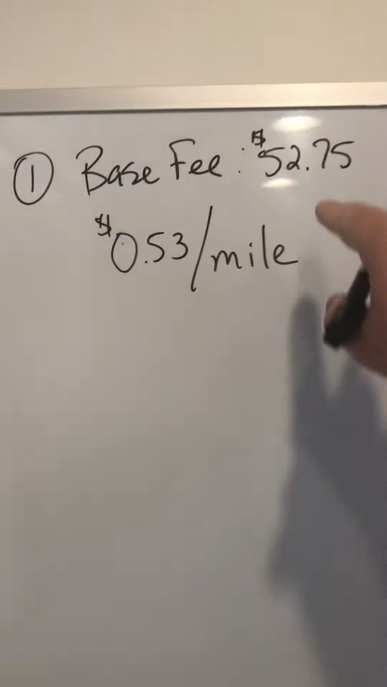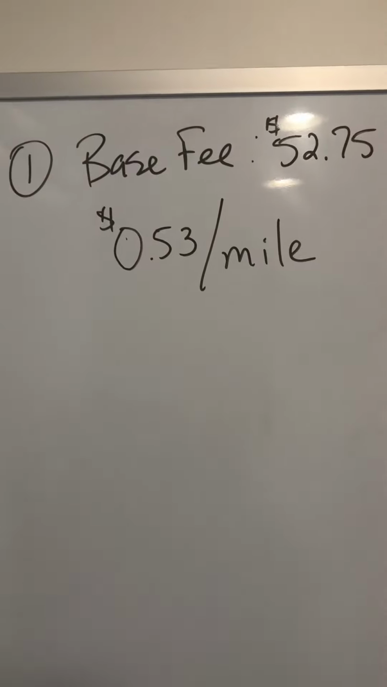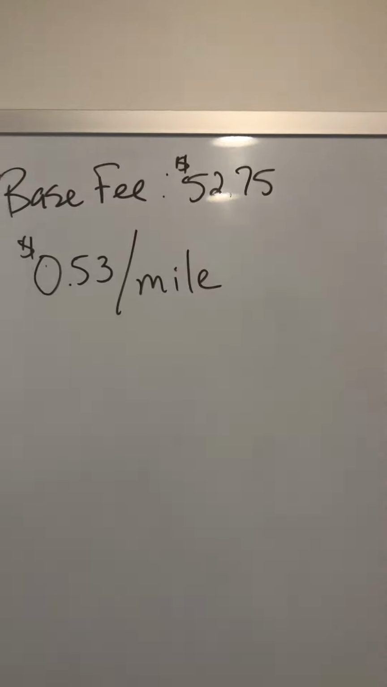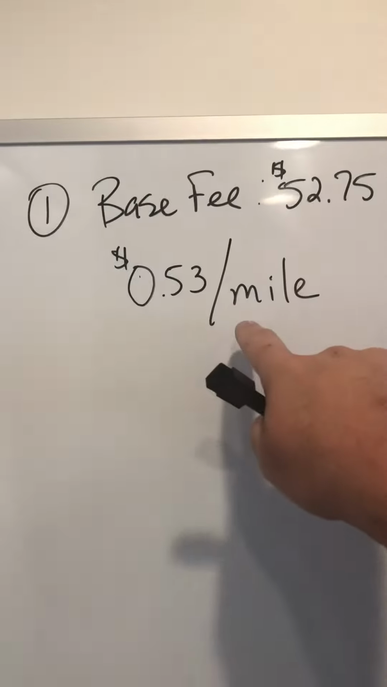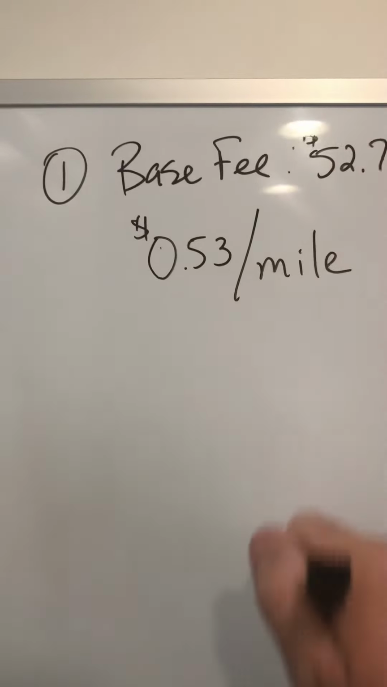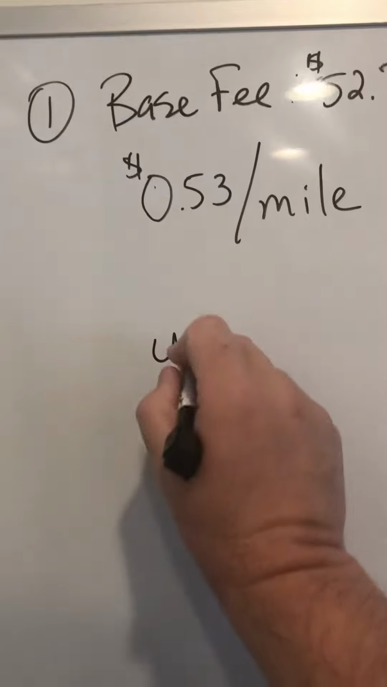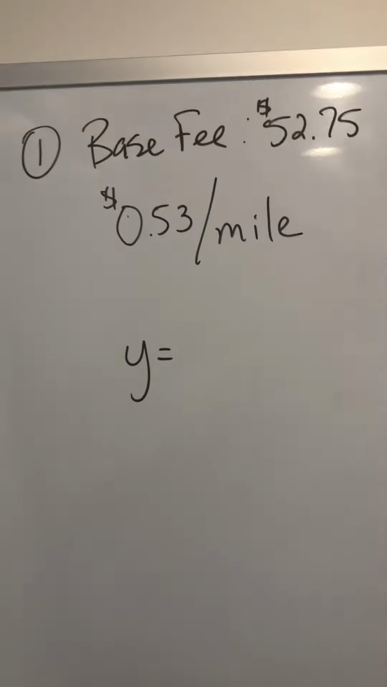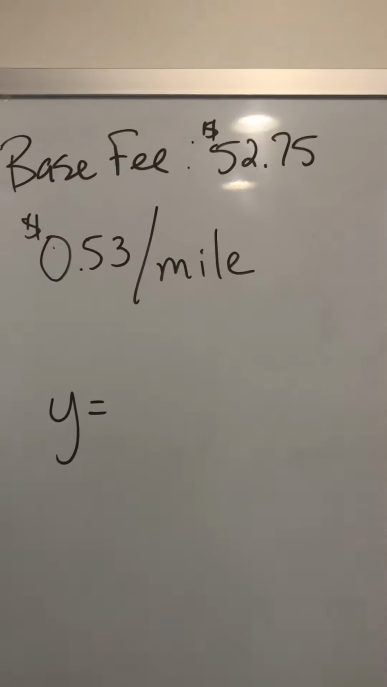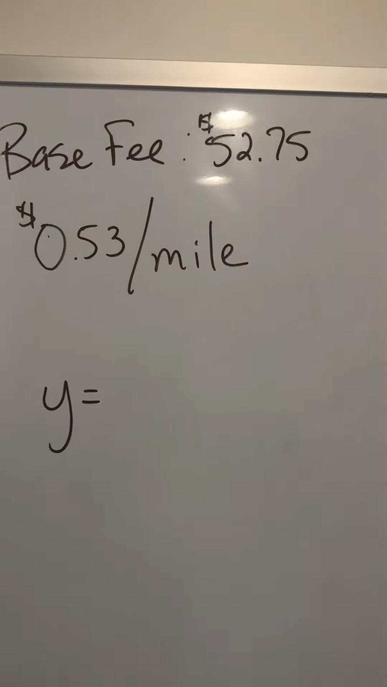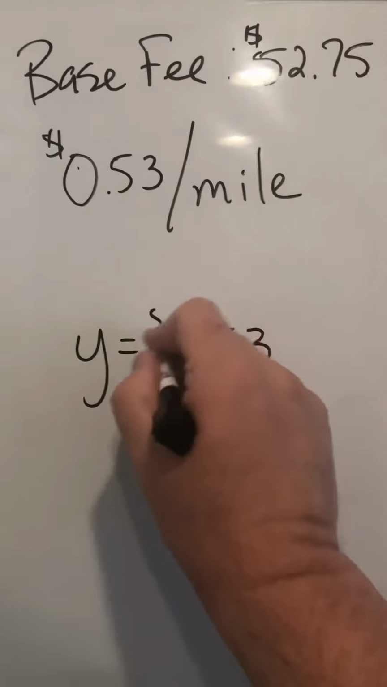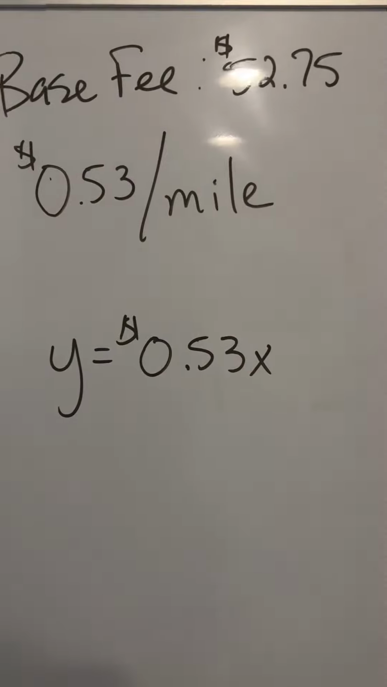Well, they have a base fee of $52.75. So that's not changing. That's going to be a solid number in what we do. We also have 53 cents a mile, so that's what's going to change. So if we go to set this up, this is going to be y equals, remember what's changing is 53 cents a mile, because for every mile, our price is going to increase 53 cents. So that's what's going to get an x value. So that's 0.53 times x.